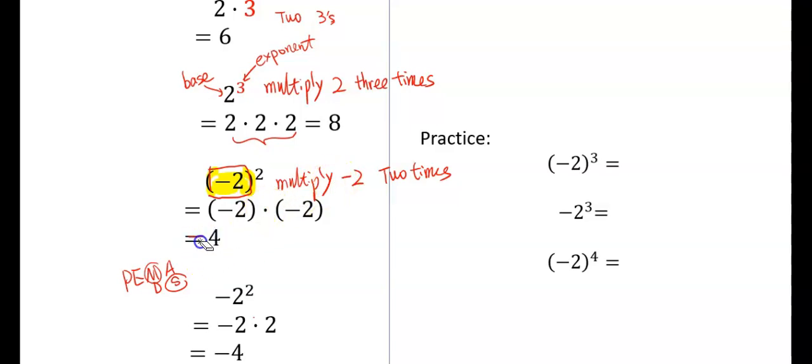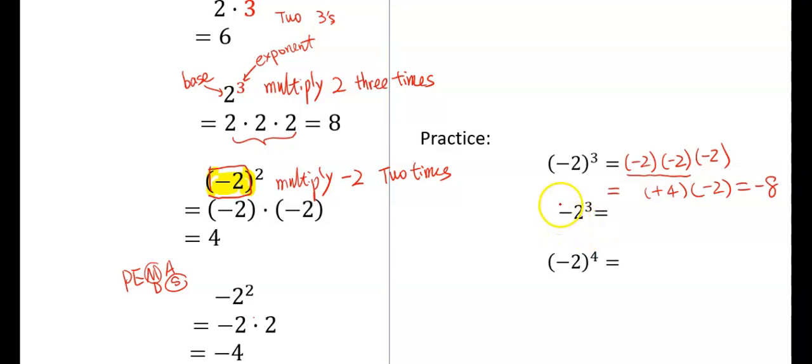All right, so we need to pay attention to the difference between the base number with parentheses and without parentheses. So we can quickly practice these two here. Again, with the pair of parentheses, imagine negative 2 in a box. So we have to do 3 copies of negative 2. So negative 2, and another negative 2, and another negative 2. To work this out, we first multiply negative 2 and negative 2 to get positive 4, and then multiply another negative 2. Positive times negative gives us a negative. 4 times 2 gives us 8.